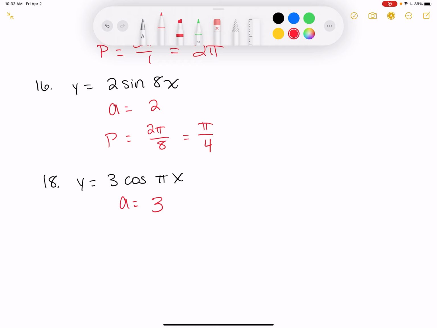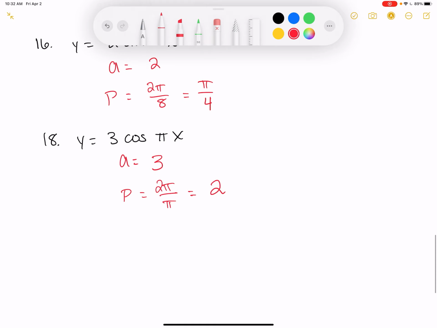All right, amplitude is 3. Period: 2 pi over pi, right? Which simplifies to 2. Just 2. So the pi's cancel and you get the 2. Do 2 more, and then we're done.